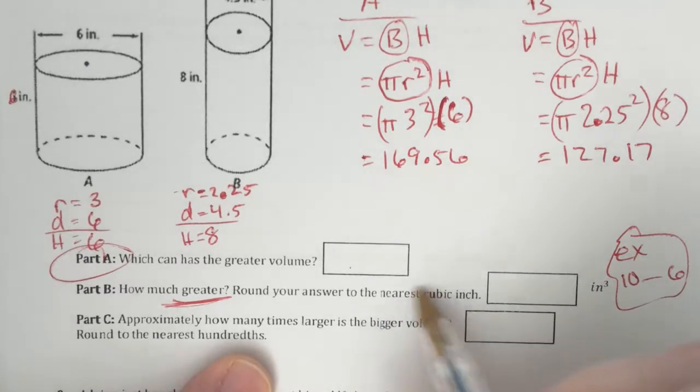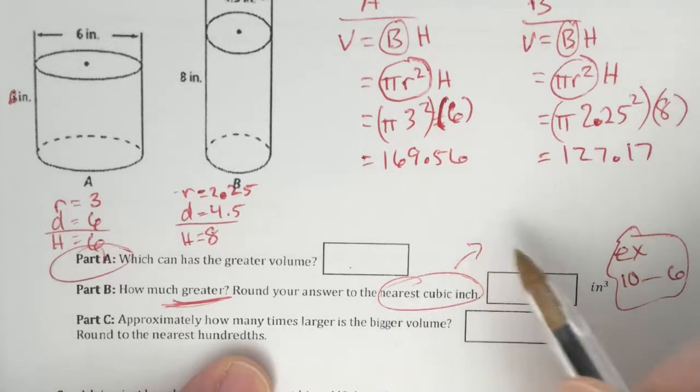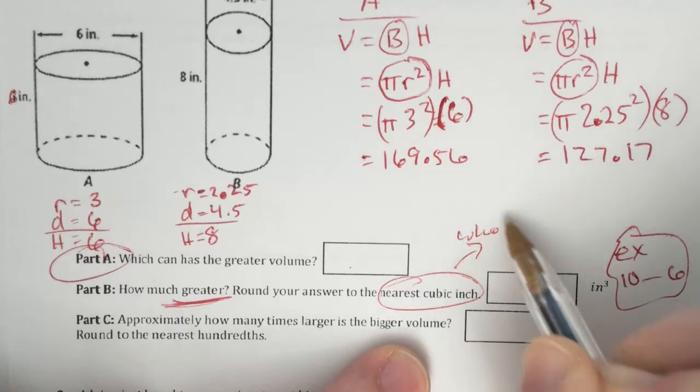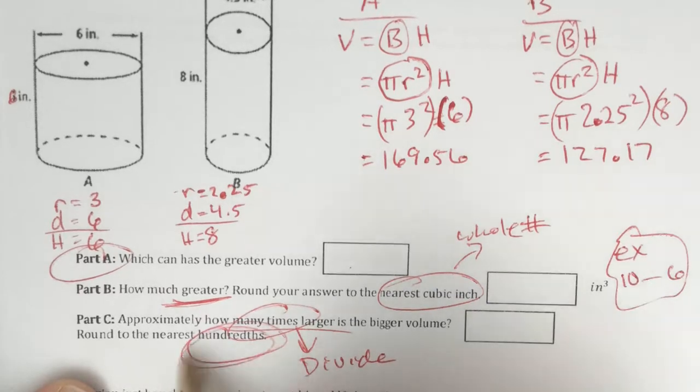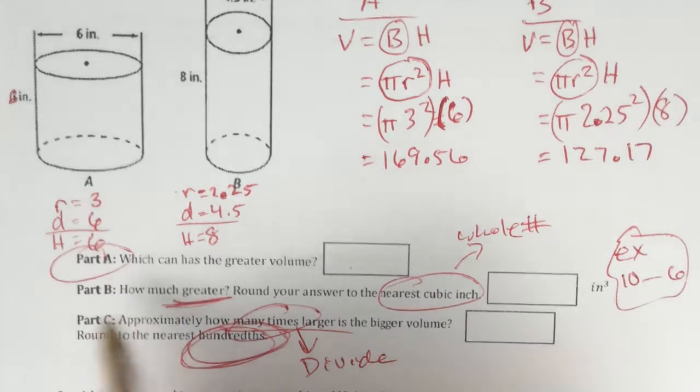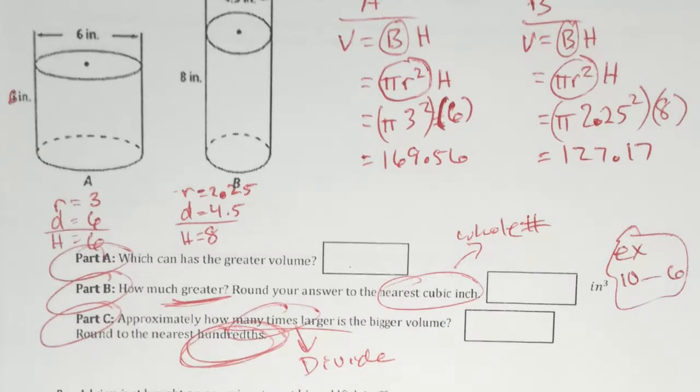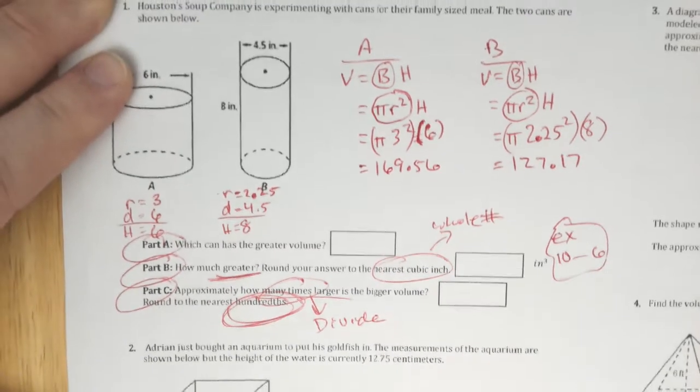And they said to round to nearest cubic inch, which means what? That means whole number. So round to nearest whole number. Okay, approximately how many times larger? So times, what's the opposite of times? So you're going to have to divide the two numbers. And they said to give me to nearest hundredths. So you're in charge of finishing both of those. Awesome. All right, number 2.